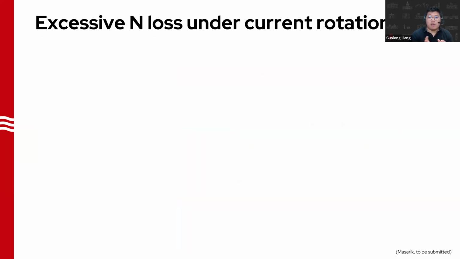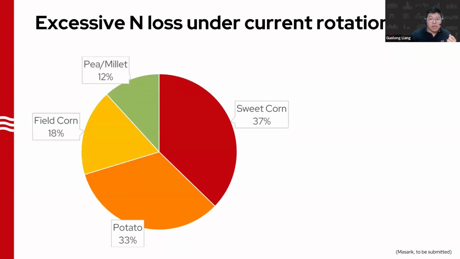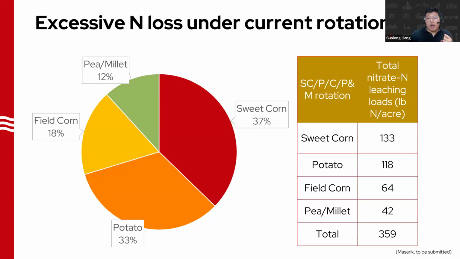So in a nitrate study that we conducted on sandy soils within the 4-year potato rotation, we observed high leaching under multiple cropping systems within this rotation. The most leaching that was observed was under potatoes and sweet corn, with field corn and peas and millet double cropping totaling around 359 pounds of nitrogen per acre for total leaching.